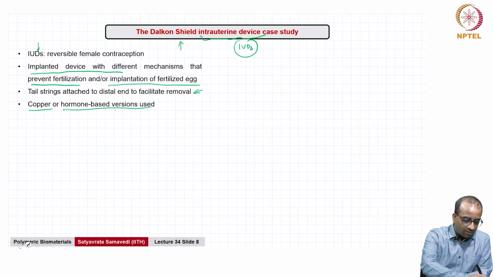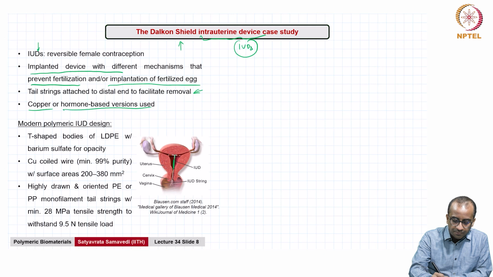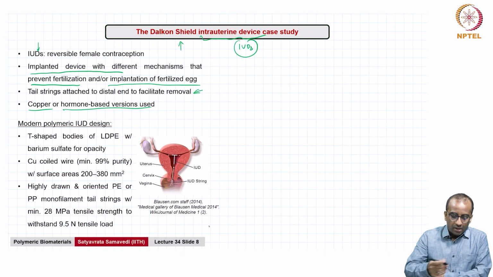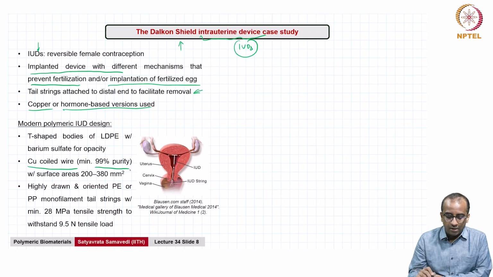And in today's world, modern day IUDs involve a polymeric design where you have a T-shaped body made from LDPE, where barium sulfate is typically added for opacity. Essentially, this will show up on an X-ray if barium sulfate is added, and coiled copper wire with a minimum 99% purity is used. And please note these specifications, because it turns out that some of these specifications will become important for why some of the older designs, particularly the Dalkon Shield IUD, failed.